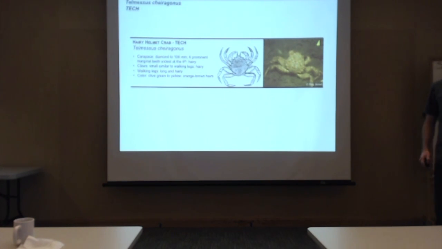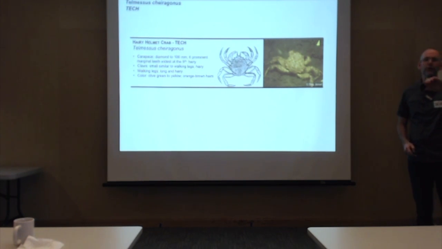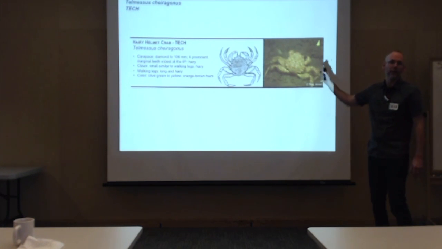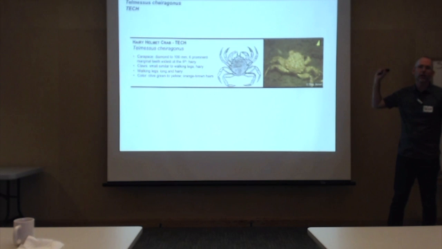And in fact, you all have a carapace for a hairy helmet crab there, and you can just feel that carapace and feel how rough it is, and that's because of all the hairs on that carapace. They have very small claws that are almost indistinct from the walking legs. The walking legs are extremely long. This is probably the fastest crab we have in our local waters. If you encounter one of these guys in an eelgrass bed, they'll just take off running.